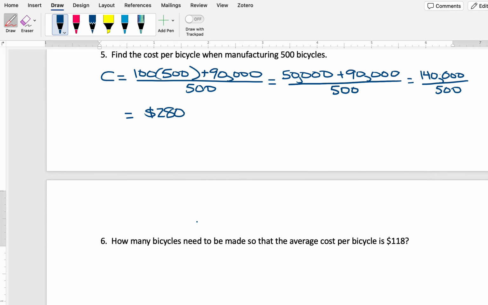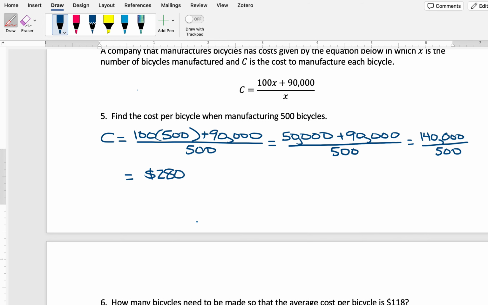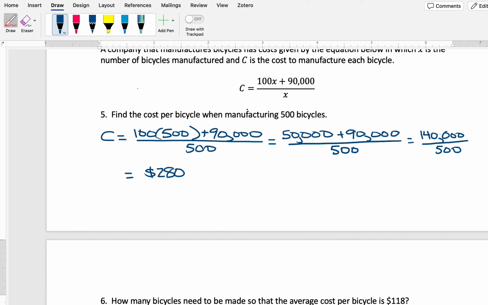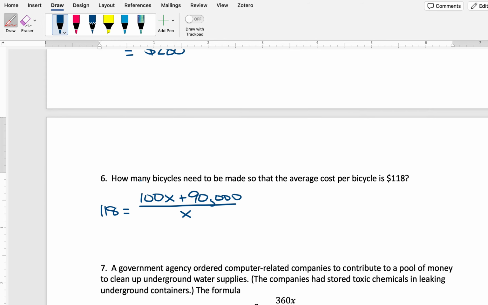Question 6 says how many bicycles need to be made so that the average cost per bicycle is $118. So now I'm going to put 118 into the equation for C and solve the equation for X. So 118 equals 100x plus 90,000 divided by x. Now to solve this equation for x, first I'm going to multiply both sides of the equation by x, and that's going to get rid of the x in the denominator.